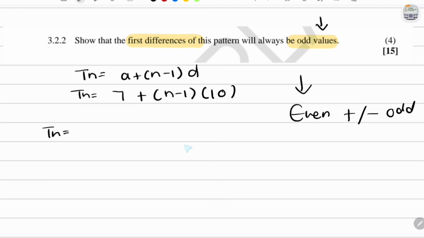So Tn is equal to 7 plus, and let's distribute that 10. 10 multiplied by n is 10n. 10 multiplied by -1 is -10. So Tn is finally equal to, and I'll write 10n first.